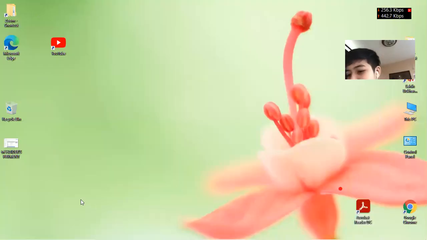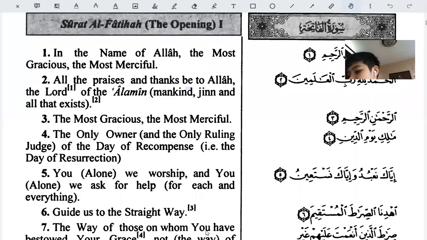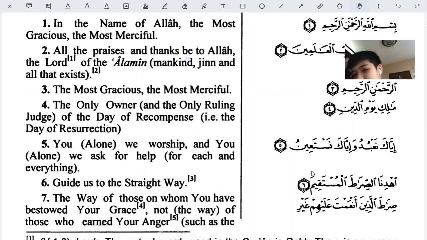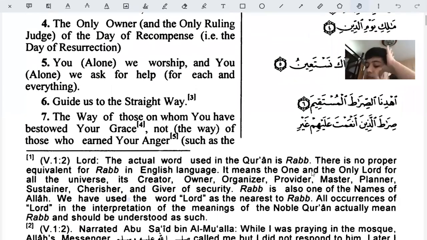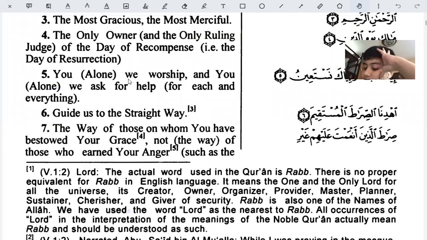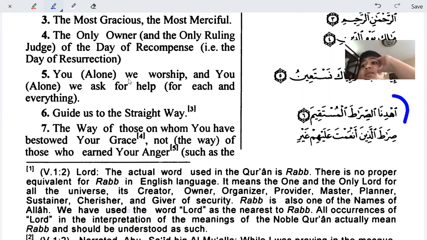Then number three. So you learned two things here. First thing, before doing anything, we say Bismillah. And before making dua, we say this, Alhamdulillahi Rabbil Alameen, Maliki Yawmiddin, Iyyaka Na'budu wa Iyyaka Nasta'in. Just that. There are many examples of dua that we make, one of those is this one.